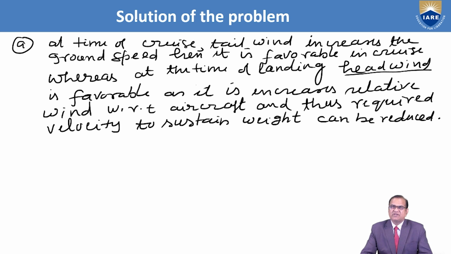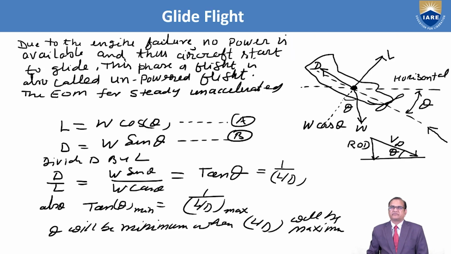So at the time of cruise, tailwind increases the ground speed, so it is favorable in cruise, whereas at the time of landing, headwind is favorable as it increases the relative wind with respect to the aircraft, and thus the required velocity to sustain weight can be reduced. So case 1 is sufficient.